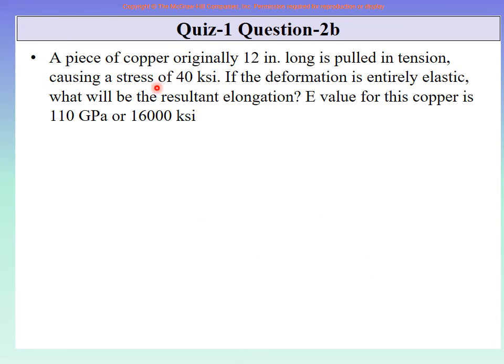Part 2b, a piece of copper originally 12 inches long is pulled in tension, causing a stress of 40 KSI. KSI means kilo PSI. If the deformation is entirely elastic, what will be the resultant elongation? Now, what I forgot at the time of the quiz was to give you the E value. E value for this copper is 110 gigapascal or 16,000 KSI.